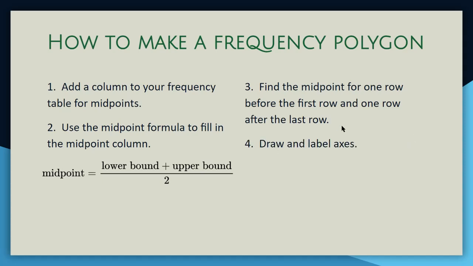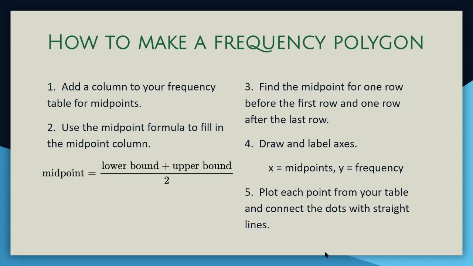Once that's done, exactly like a histogram, draw and label your axes. X is midpoints, Y is frequency, and plot each point from your table and connect the dots with straight lines. So your table is going to contain points: midpoint, comma, frequency. So X, comma, Y. So this graph is going to be made up of dots and lines, very similar to a line graph, except for those closing edges.